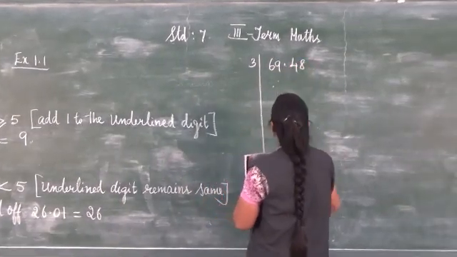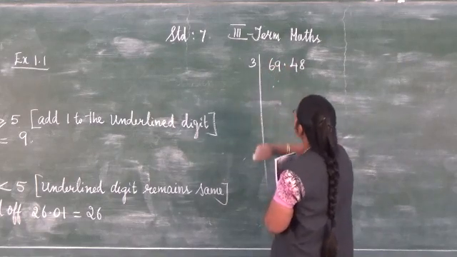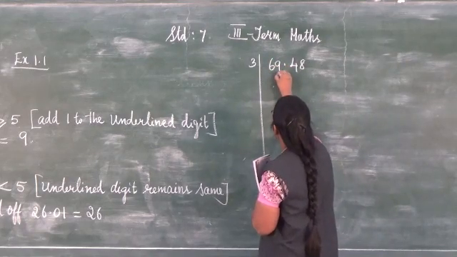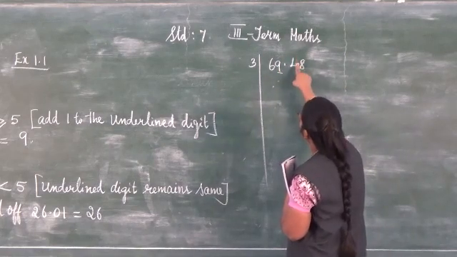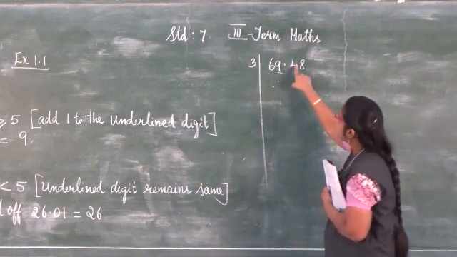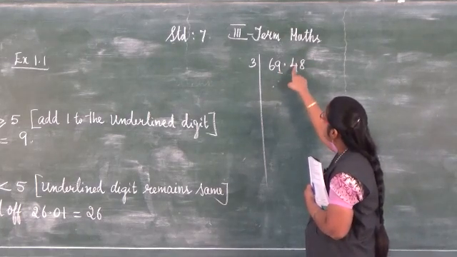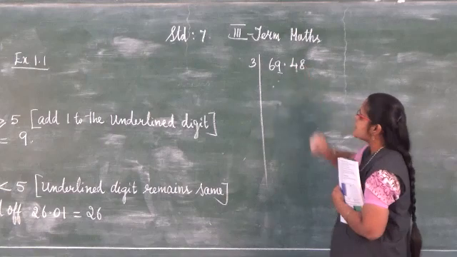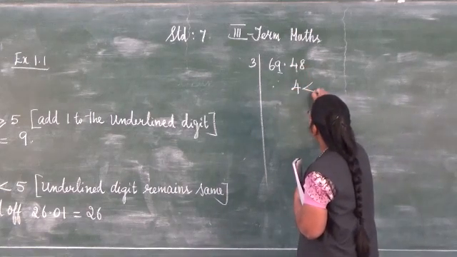69.48. Which is the whole number part? 69 is the whole number. So we have to underline 9. Then we have to see the next number. What is the next number? The right side of the underlined digit is 4. So 4 is less than 5.